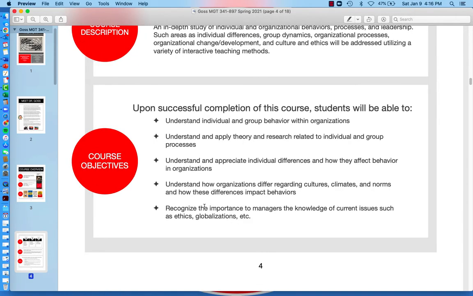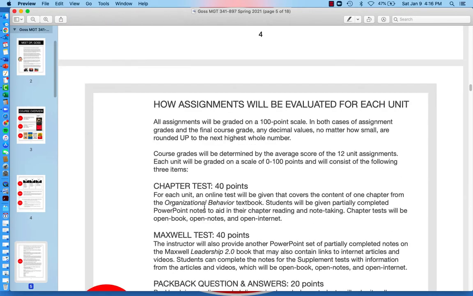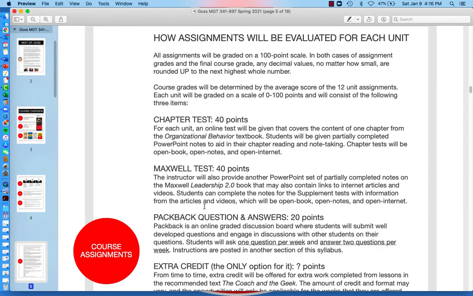Now you can read the course description and the objectives on your own. So let's go immediately to how you'll be evaluated in this class. Basically, you will have 12 unit assignments. Most of those will be 1 week long. We'll talk about some exceptions in a little while. Each of them will be scored on a basis of 0 to 100 points.